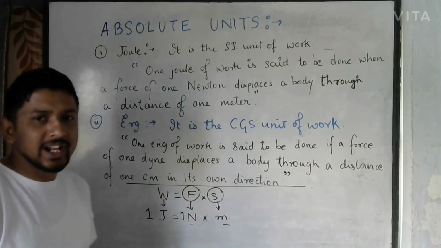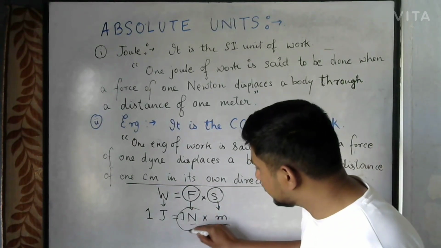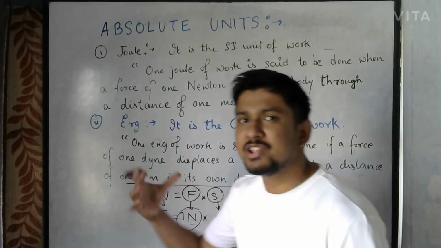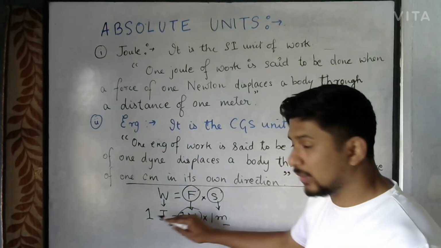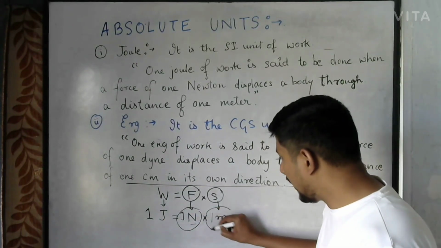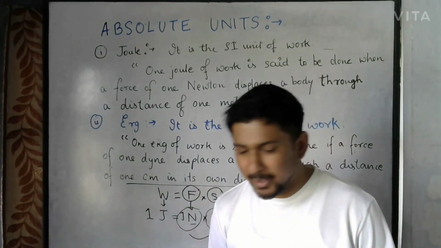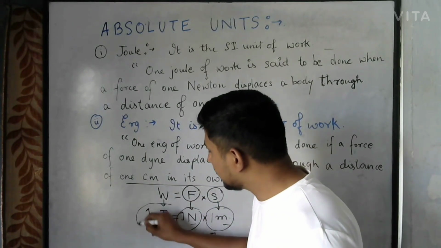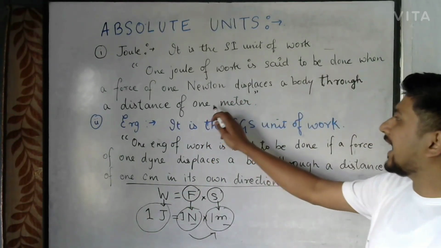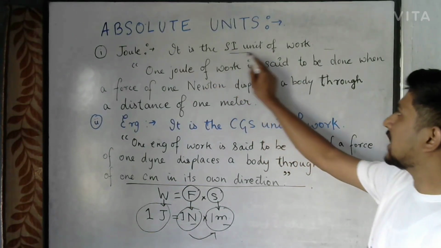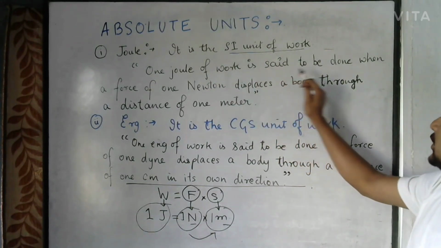So in other words, if I apply a force of 1 Newton and I get a displacement of 1 meter, because 1 into 1 is 1, right? Then that same work done I will call 1 Joule. Exactly that is the same thing. It is the SI unit of work, nothing difficult. 1 joule of work is said to be done, right?